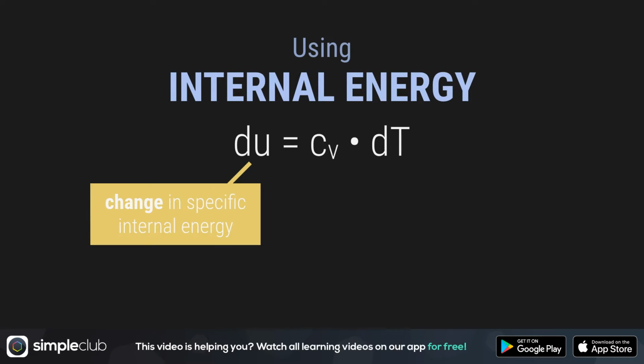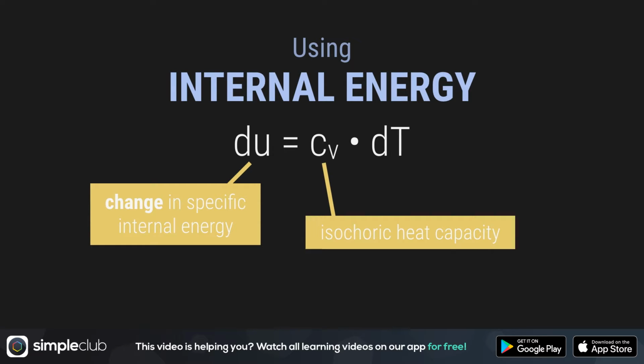The du represents the change in specific internal energy. By the way, specific just means that we're looking at the internal energy per kilogram. So if you have 8 kilograms of an ideal gas, you still have to multiply the equation by 8 kilograms. The CV here stands for isochoric heat capacity of the ideal gas in question. Note here that while heat capacity is often assumed to be constant, it doesn't necessarily have to be one. Just make sure you read through the problem carefully, okay?